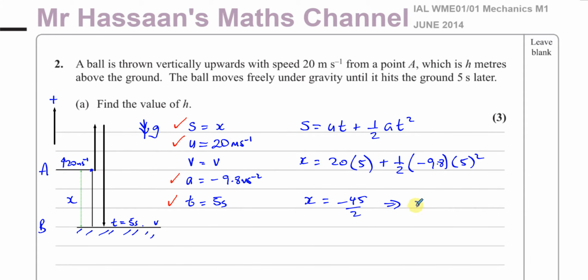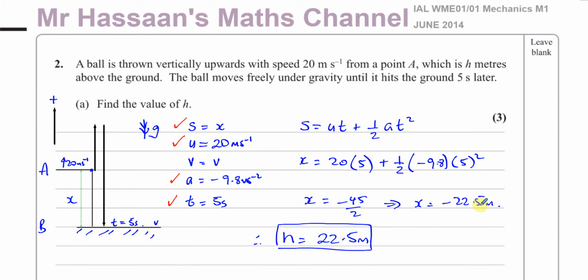So we can say that X equals negative 22.5 meters. So that is the displacement of the point where it hits the ground from A. H tells us A is H meters above the ground. So we can say therefore the value of H is 22.5 meters. We don't need the negative sign. It's just asking us to find the value of H. It's 22.5 meters above the ground.